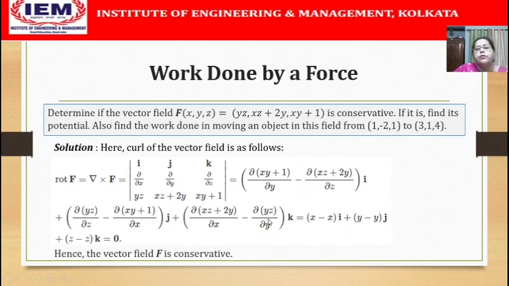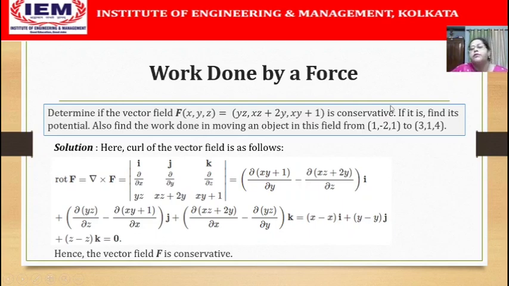So as we evaluate these partial derivatives, we see this term gives us just x. This one again gives us x. So we have x minus x. Similarly, for the j component, we have y minus y, and for the k component, we have z minus z. So we clearly see that the curl of the vector field is a null vector, and this confirms that the given vector field is conservative.